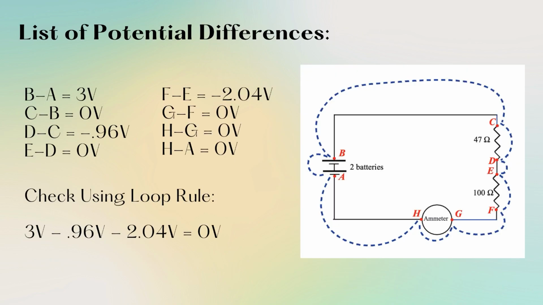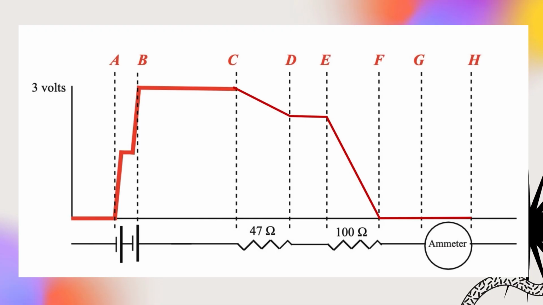Take a look at the following list of potential differences. We only have differences with a magnitude above 0 between checkpoints A and B, C and D, and E and F. For a sanity check, we can plug these values into the loop rule and confirm that the sum of these values equals 0. And here is the graph showing these changes in potential difference. Notice how everywhere else, then, the intervals I mentioned has a 0 slope, indicating no change.